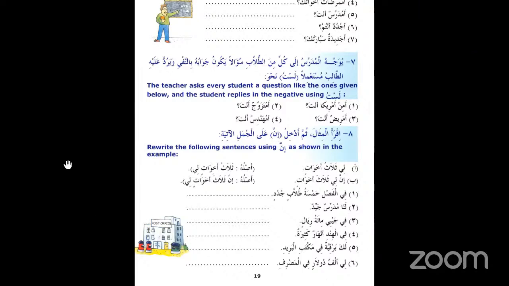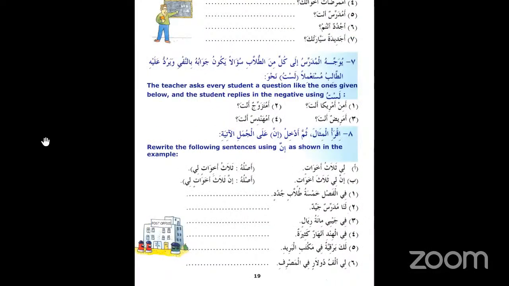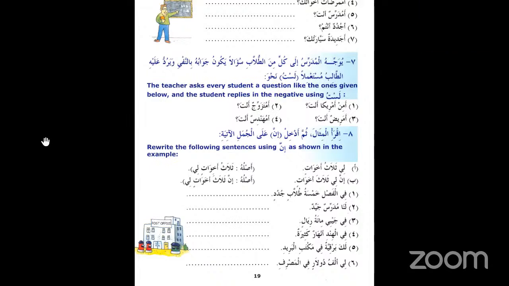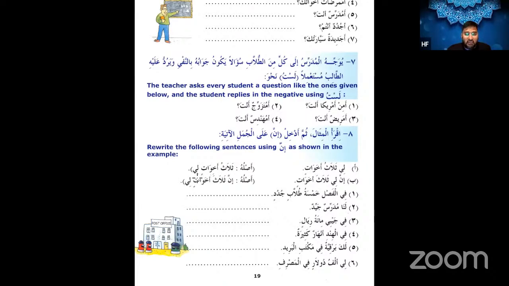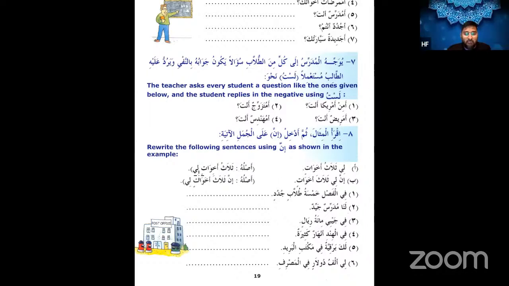Bismillah ar-Rahman ar-Rahim. Rewrite the following sentences using inna as shown in the example. Li thalathu akhawatin. I have 3 sisters. So when it's saying asluhu thalathu akhawatin li, what's happened here? Li is the khabar, the predicate. Thalathu akhawatin is the mubtada, which has come delayed. That's the reason it's in asluhu thalathu akhawatin li.